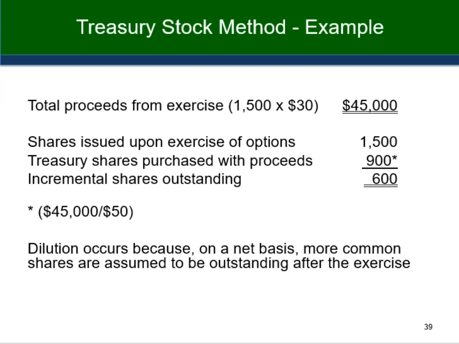That makes sense, going that direction. So that means we issue a new 1,500 and we buy back 900. That leaves us with 600 more outstanding. So that implies that we've got 600 more shares to spread our income out among. So it's dilutive in that effect. More common shares are issued after the exercise than were outstanding before the exercise.